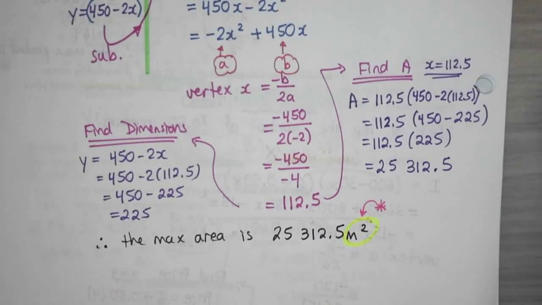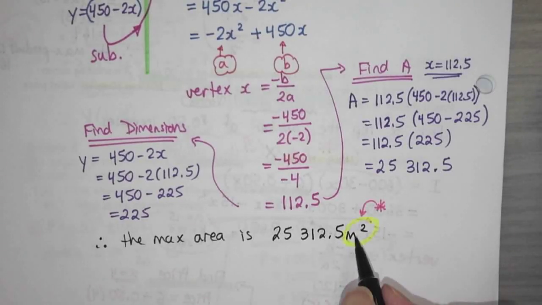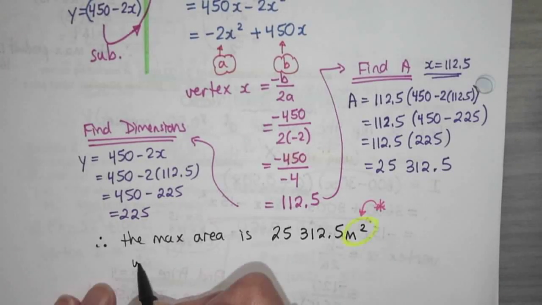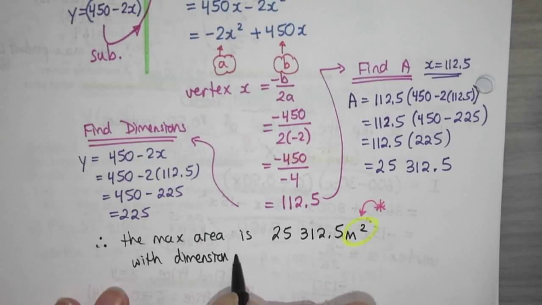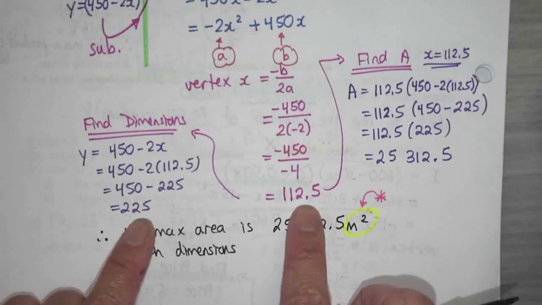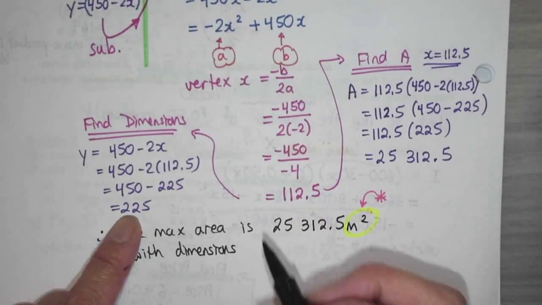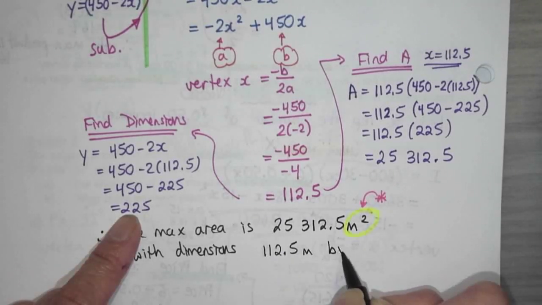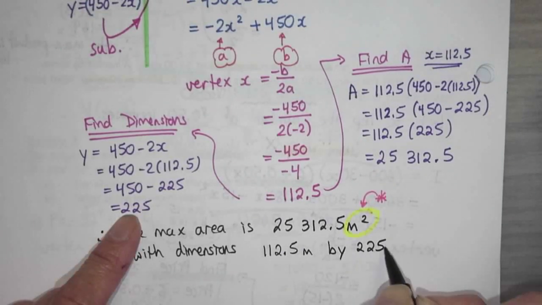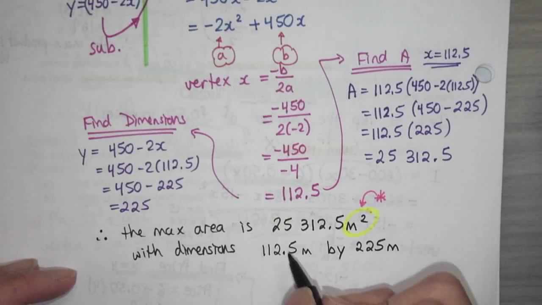Okay, you're doing so much work. The little half marks are a waste because you did so much work on all the hard part here. Okay, maximum area is that, with dimensions, okay, dimensions are going to be these two guys here, the x and the y. 112.5 meters by 225 meters.